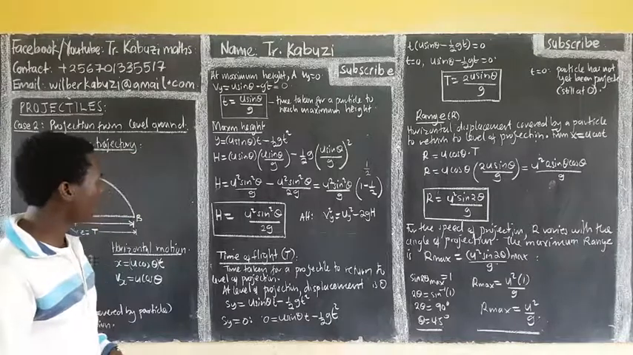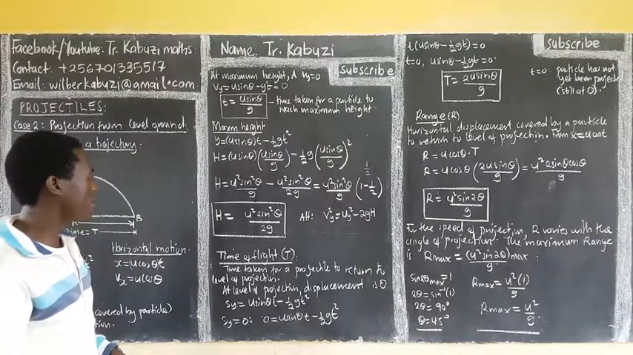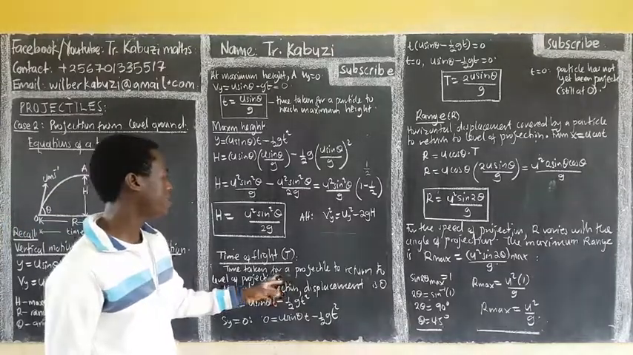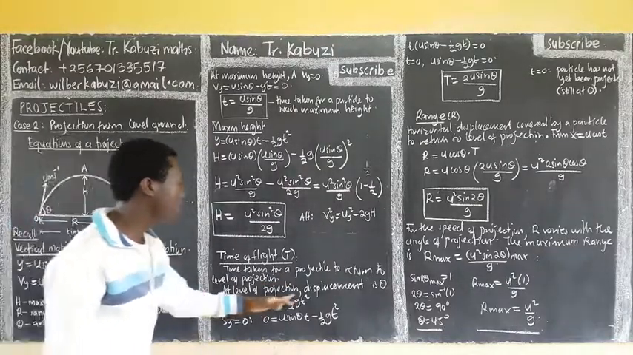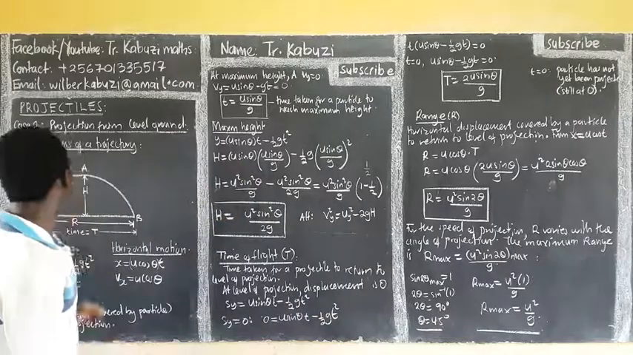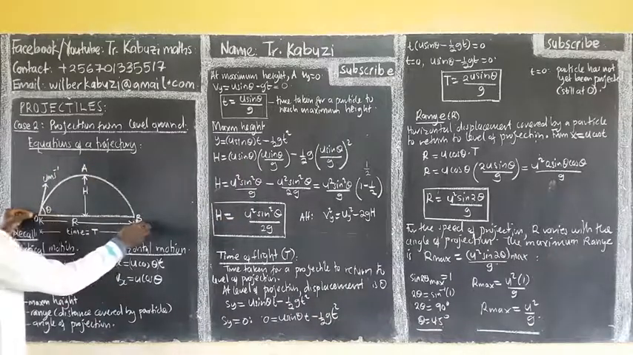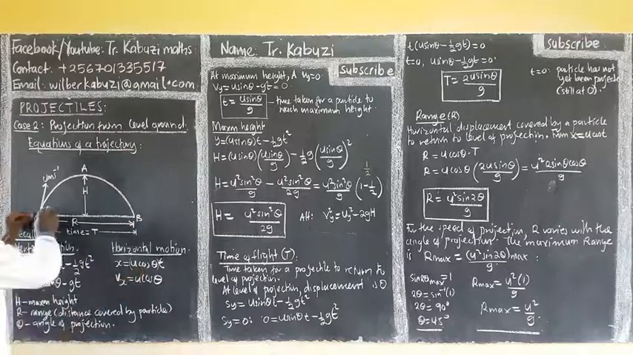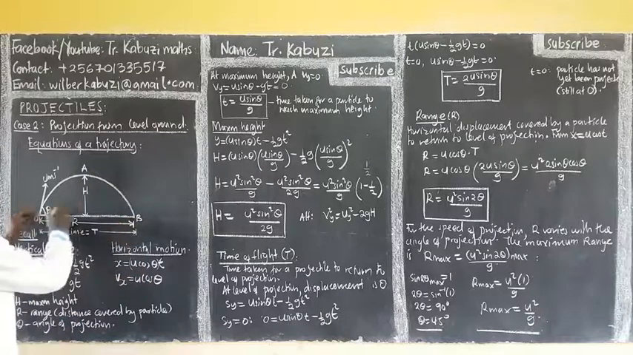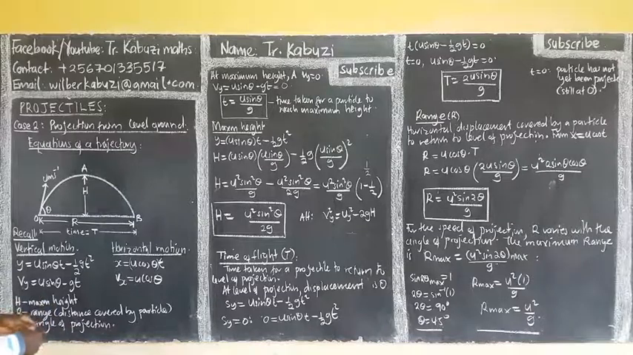Okay, so from there now, we come to the time of flight. Time of flight is the time taken for a projectile to return to the level of projection. At the level of projection, displacement is 0. Now, if the particle moves from here up to here, we say the displacement is 0 because it has gone from here and come back. So the displacement is 0 in simple terms.